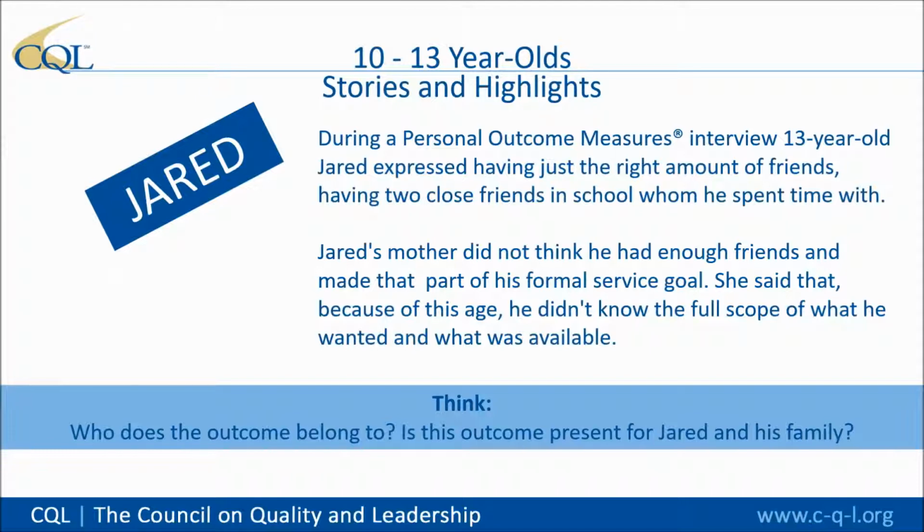So when you think of this, who does the outcome belong to? Is it Jared or his mom? And is this outcome present for Jared and his family? That's kind of a tricky one. And again, as children's age increases, their choice-making autonomy increases as well. When we go through the actual outcomes, what belongs to the child and what belongs to the family, having friends, the type and frequency of friendships belongs to the child. So at this point, the outcome belonged to Jared. It was really important to his mom that he explore this a little bit more, and he was willing to do that for sure. But think about exactly at what age you can choose how many friends you would like. So just something to think about a little bit.